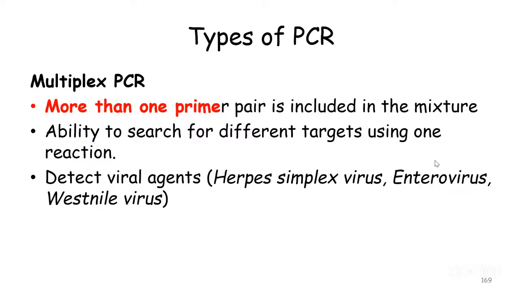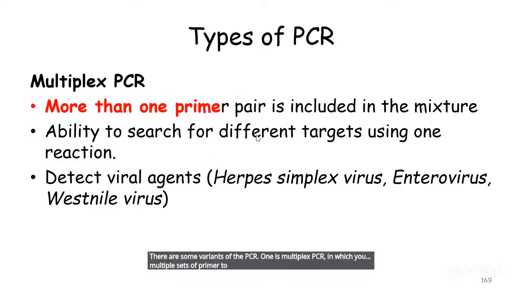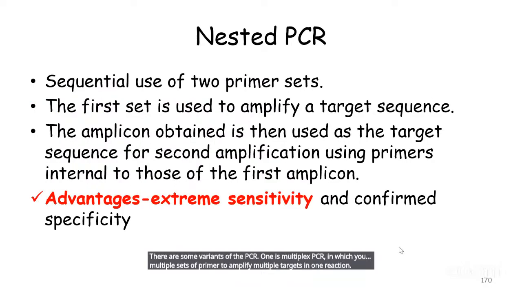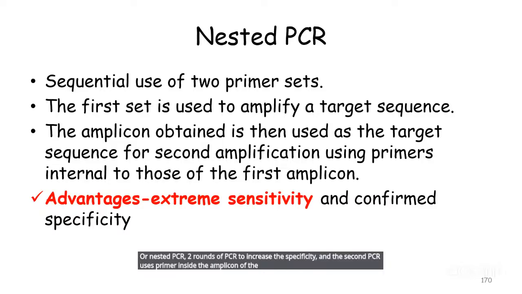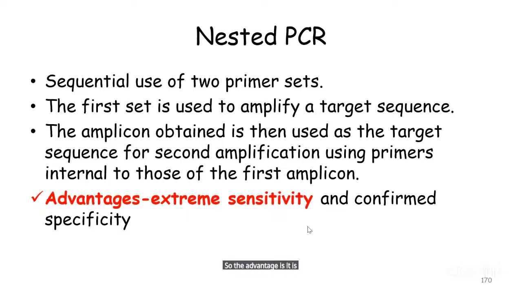There are some variants of the PCR. One is multiplex PCR, in which you use multiple sets of primers to amplify multiple targets in one reaction, or nested PCR, 2 rounds of PCR to increase the specificity. And the second PCR uses primers inside the amplicon of the first PCR. So the advantage is it is extremely sensitive as well as specific.